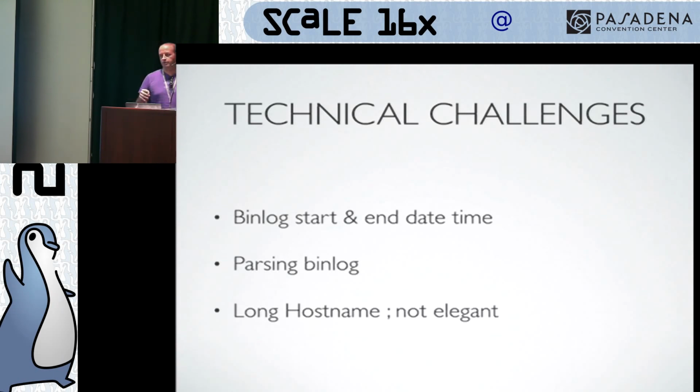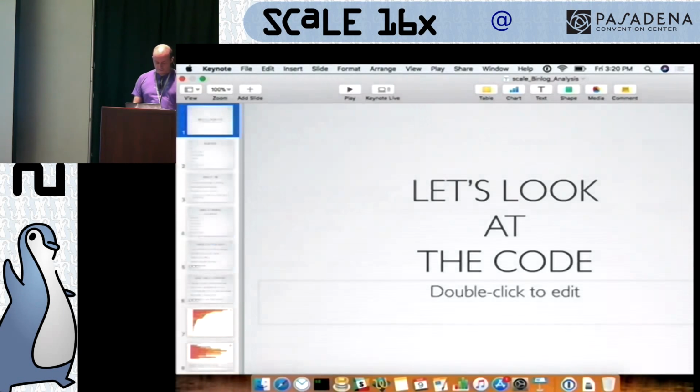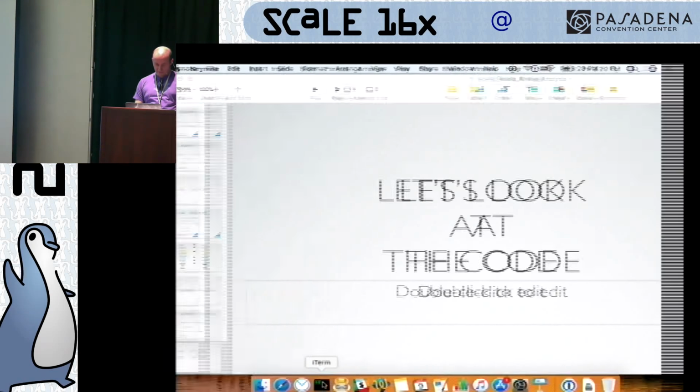Long host name. If you use Amazon, AWS, or RDS, the endpoint is usually very long. That's not very elegant, right? You need to parse it. If you use an IP address, you also need to parse that because you're going to have dots. So there's some parsing that needs to occur. So I'm going to look at the code very quickly to give you an overview.